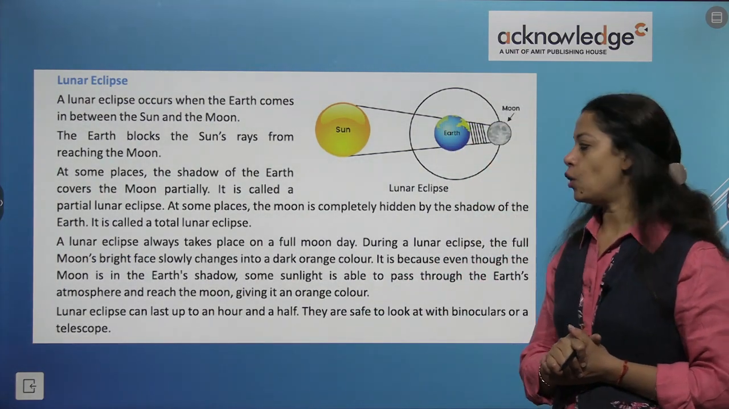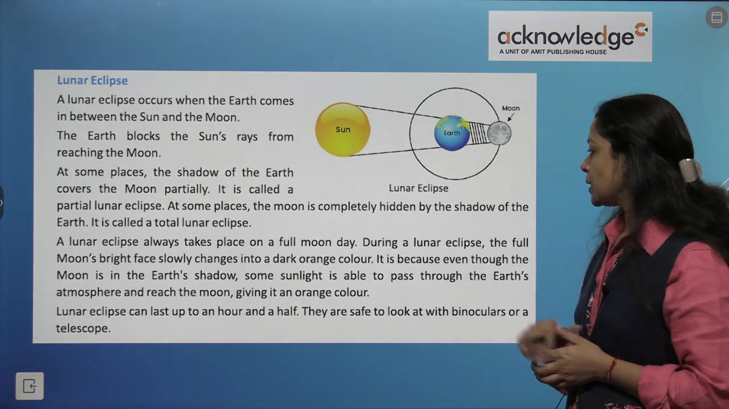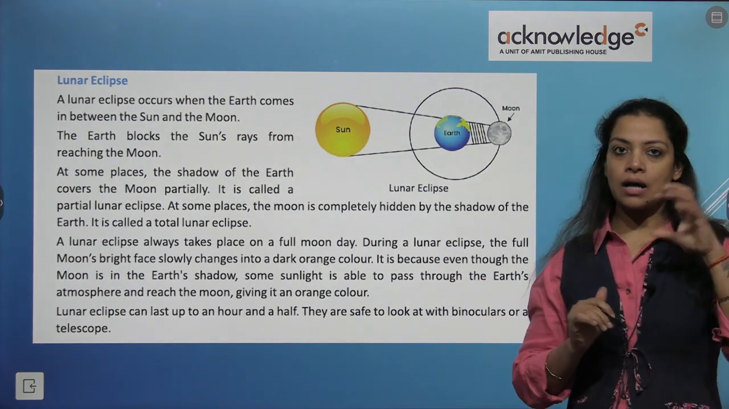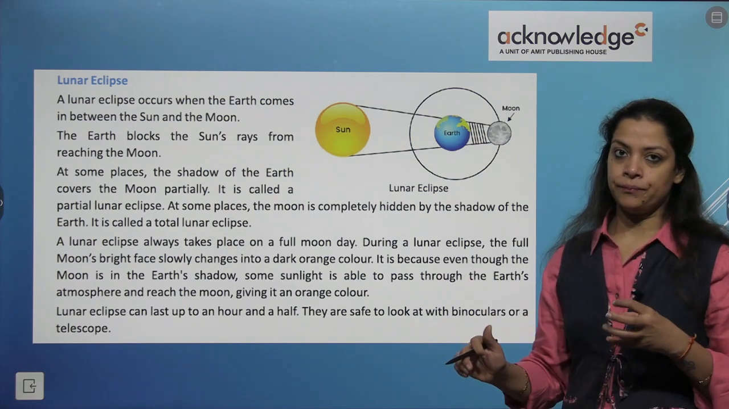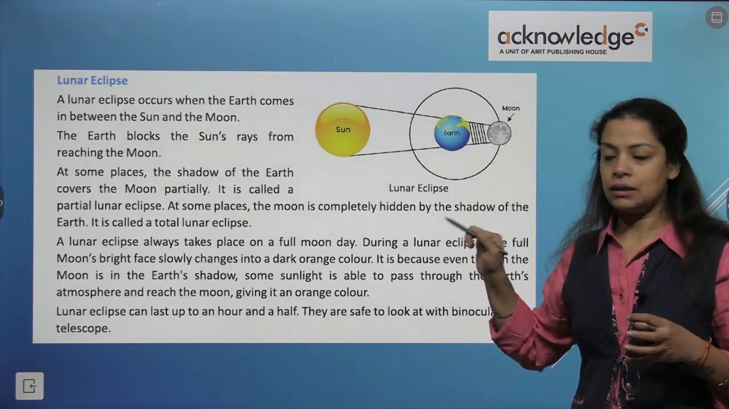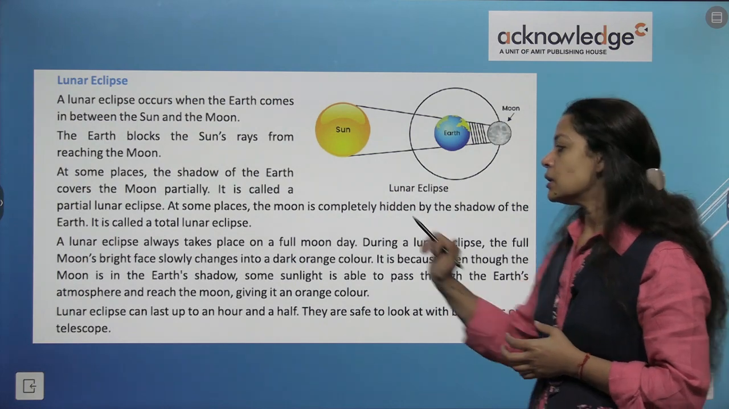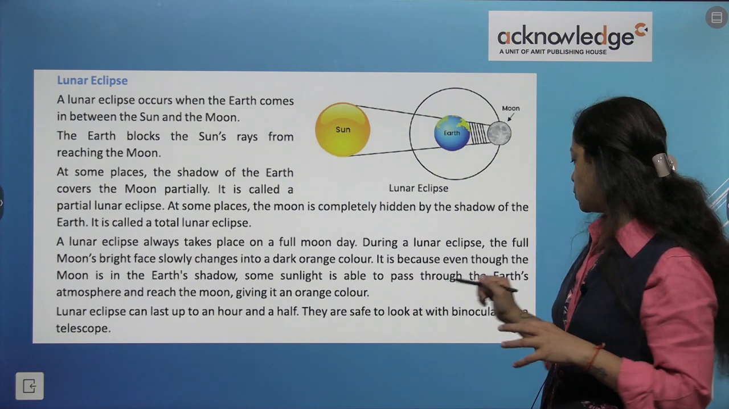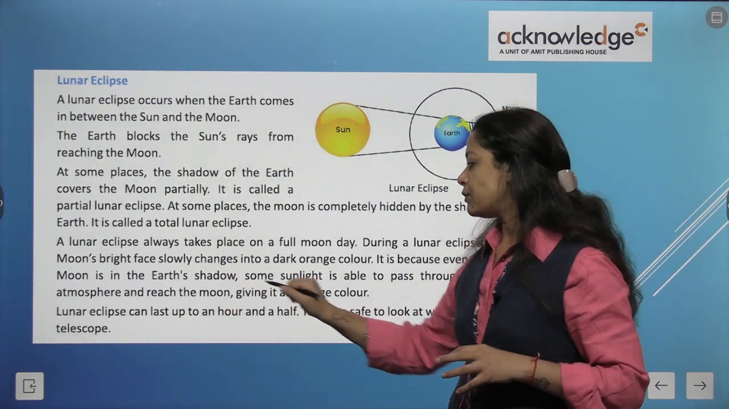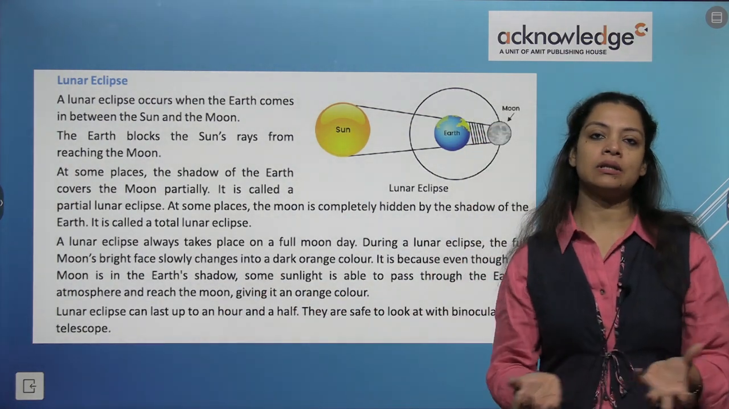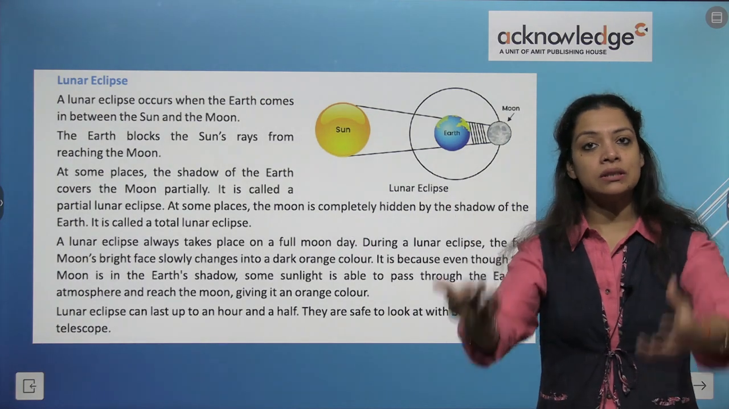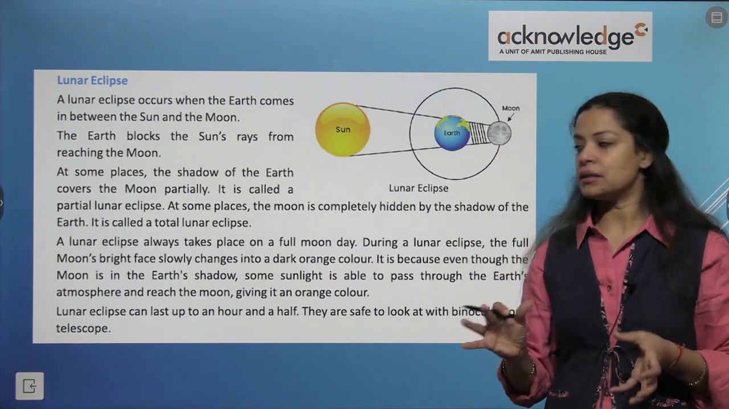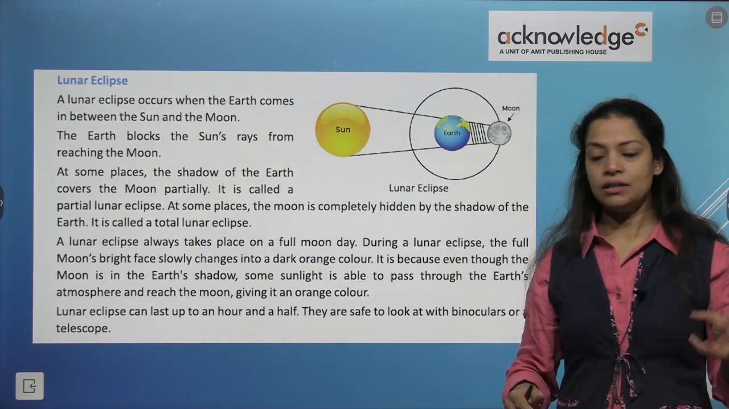Now, a lunar eclipse always takes place on a full moon day. During a lunar eclipse, the full moon's bright face slowly changes into a dark orangish kind of color. क्यों? क्योंकि इसने ब्लॉक कर दिया, अर्थ ने ब्लॉक कर दिया. It is because even though the moon is in the earth's shadow, some sunlight is able to pass through the earth's atmosphere and reach the moon. थोड़ा बहुत sun का जो sunlight है वो earth के atmosphere से moon तक जाती है. So it gives a orangish illumination. ये एक orange ball की तरह दिखता है, giving it an orange color.